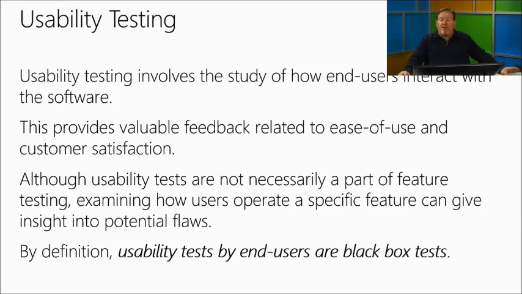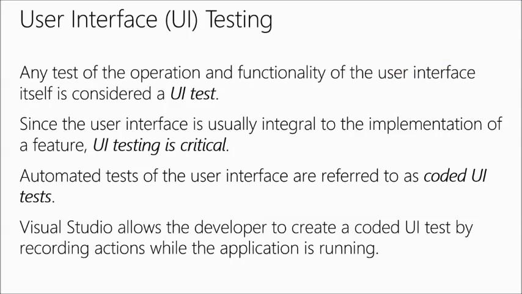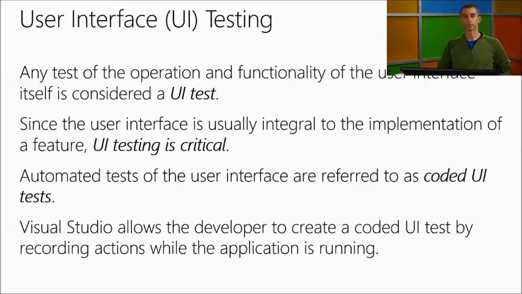Although usability tests are not necessarily a part of a feature test, they do explain how the user operates a specific feature of any given application to be able to expose any flaws. Next is the UI test. Any test of the operational functionality of the user interface is considered a UI test. We've already talked a little bit about this too.